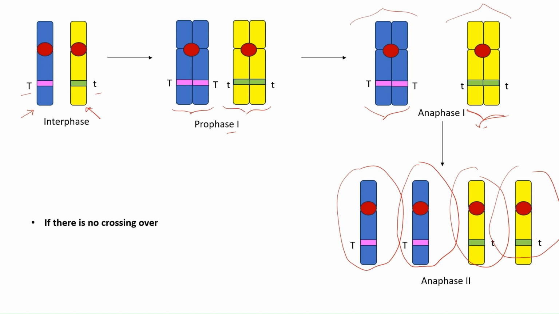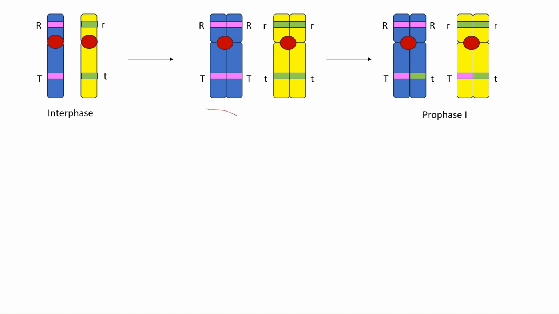Now what happens when there is a crossing over? This is our interphase state: one chromosome from the father, one chromosome from the mother. In interphase it gets duplicated, doubled, during the S phase, the synthesis phase. In prophase 1, as you remember, crossing over takes place during meiosis. Here you can see this small t is now on the blue chromosome, and this capital T, the pink one, is now on the yellow chromosome. So crossing over happened between these two chromosomes.